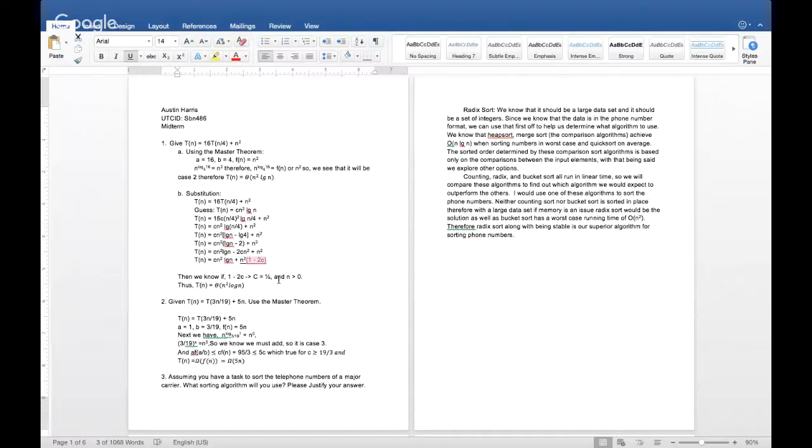So in order to move forward, we solve for the constant, which is c. So we see that 1 minus 2c, if we set that equal to 0 and we solve, we see that c is equal to 1/2, and thus we prove that T(n) equals big theta of n squared log n.